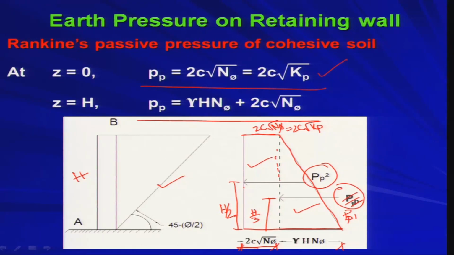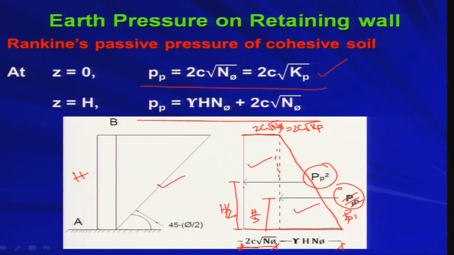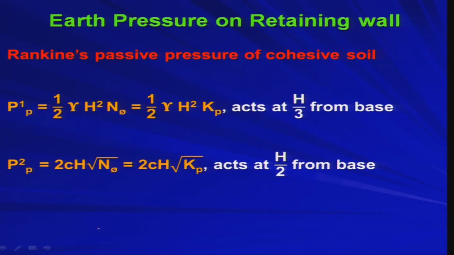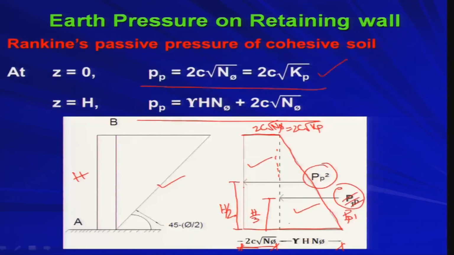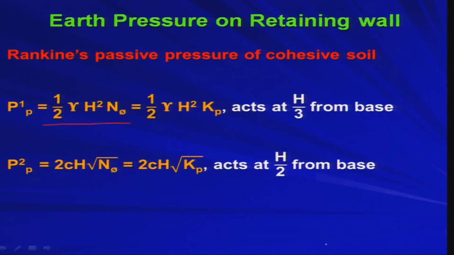If I want to find out the resultant force as well as its point of application, then we can take the moment with respect to point A, as before. So, PP1 is equal to half gamma h square into N phi, right. If you look at this figure, this is gamma h N phi and total depth is h. So, half gamma h square into N phi, that is your PP1, which is nothing but half gamma h square into Kp, and it will be acting at h by 3 from the base, as I told you.